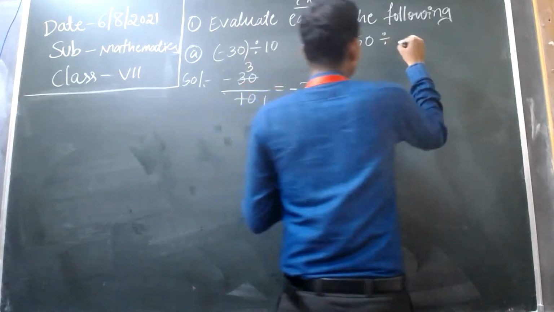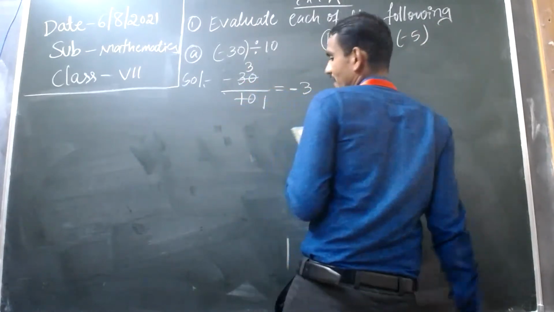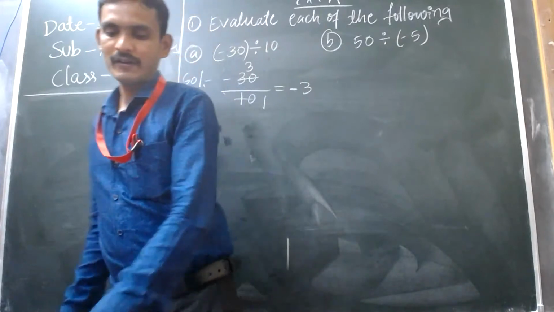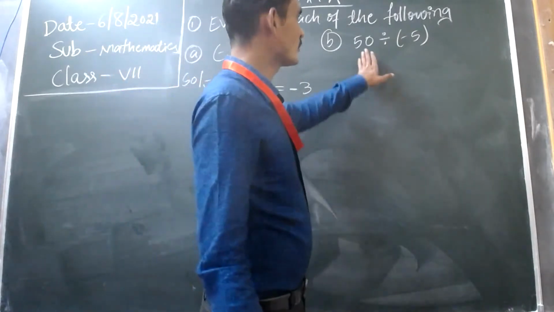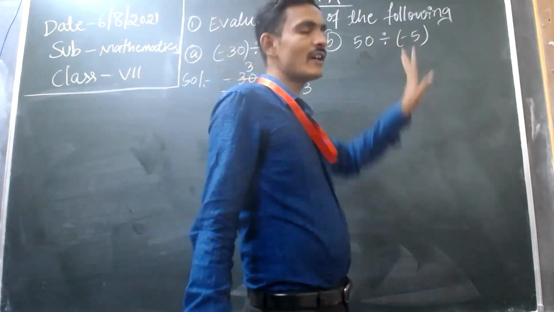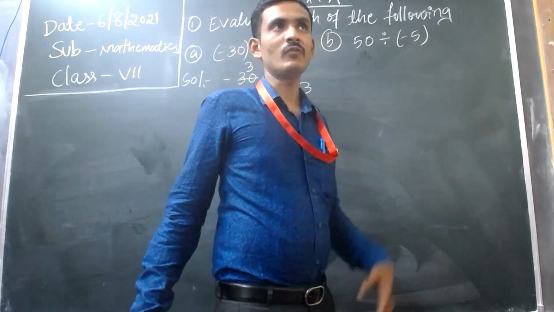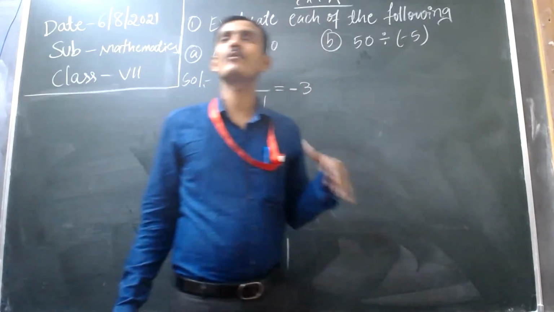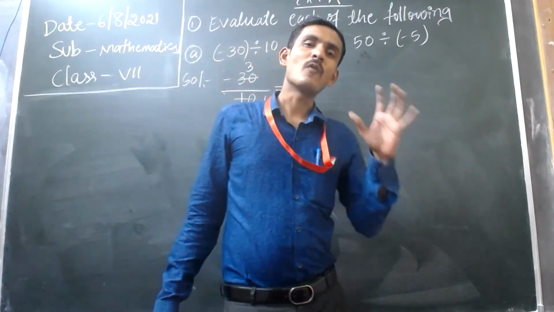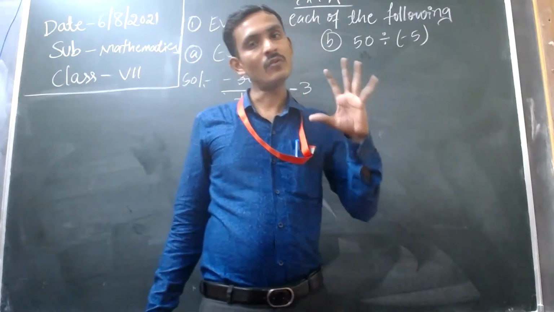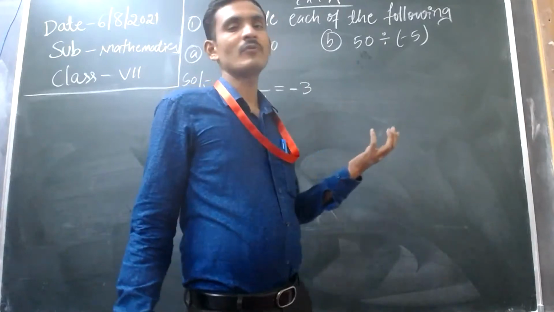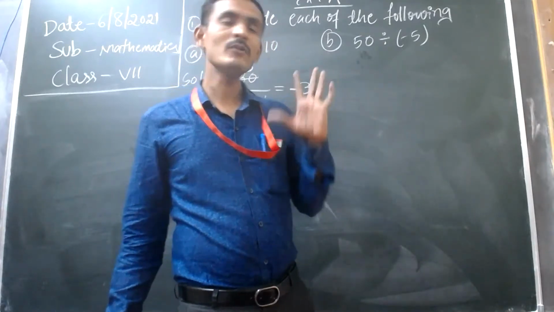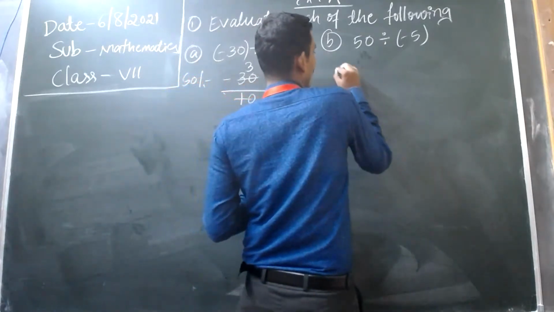50 divided by minus 5 is... Okay. So here also this one is a positive integer and this one is a negative integer. When one positive integer and one negative integer are there, what do we have to do? We have to divide the whole thing and afterwards put a negative sign to it. So I will divide here.